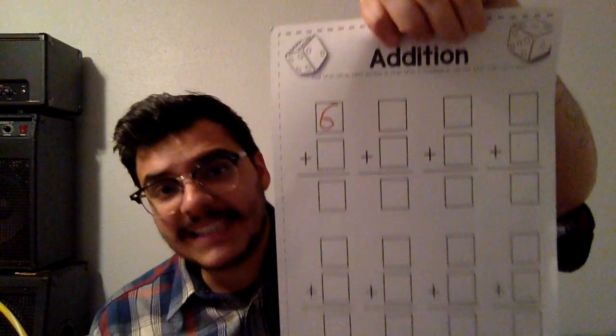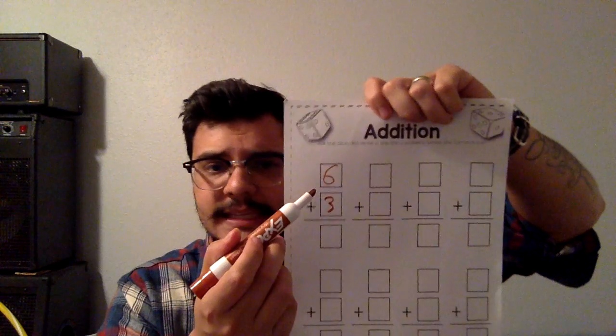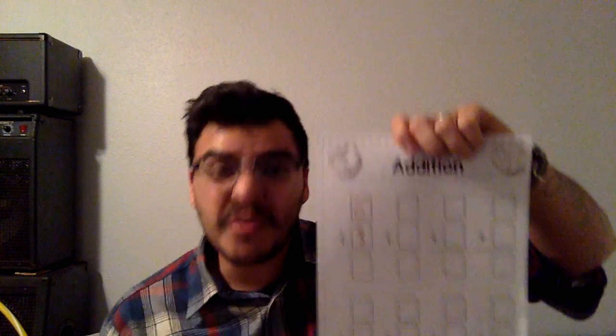So if we have a 6 on top, what's going to go on the bottom? The 3. That's right. And then you're going to answer it. So what is 6 plus 3? Does anybody know? Raise your hand if you know. That's right, it's 9. So then you'll write the answer in the bottom just like that. Okay? All right, so what are we going to do? We're going to roll our dice, and then we're going to see what we rolled.